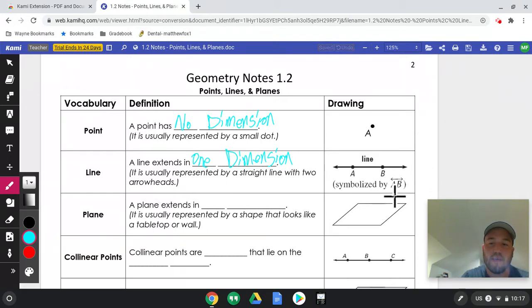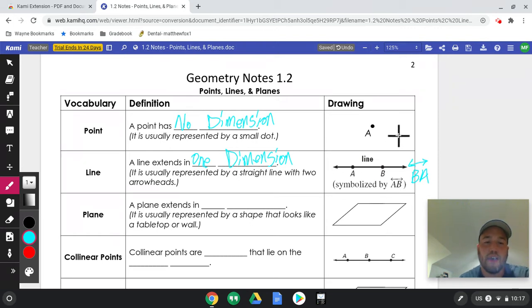Now, AB would be a correct name for this line. You also could call that BA. However, the key is to put that double arrow over the top. It could go either way. With a line, it doesn't matter the order as long as you have two points that are on the line and you can name them.